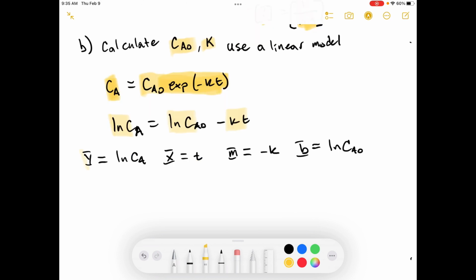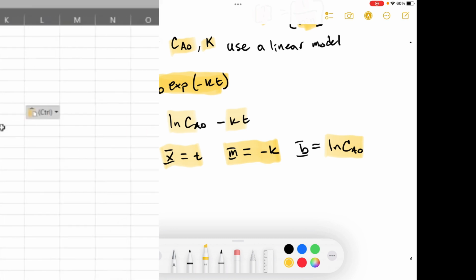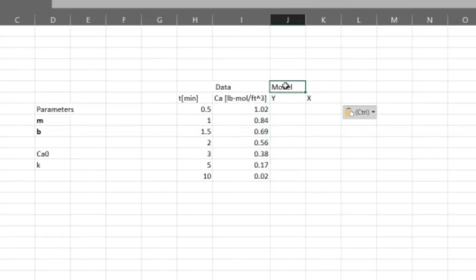Our line has a y variable, which is the natural log of CA, an x variable, which is t, and a slope and an intercept. Now let's move back to the computer and program our model. For our model, we need to program what our y-axis is, what our x-axis is, and then calculate what our parameters are based off of the x and y data that we have.